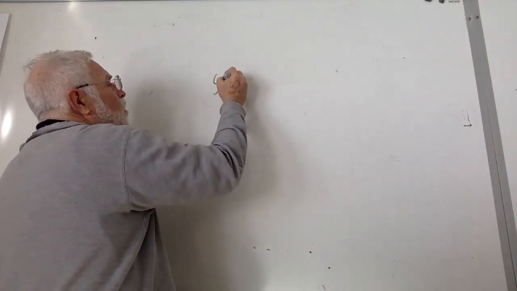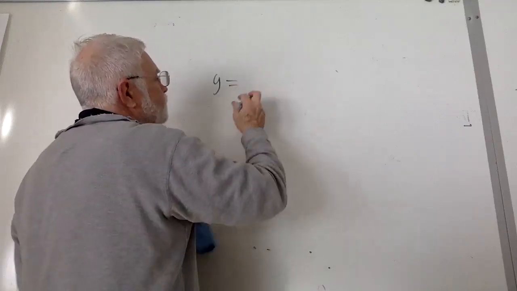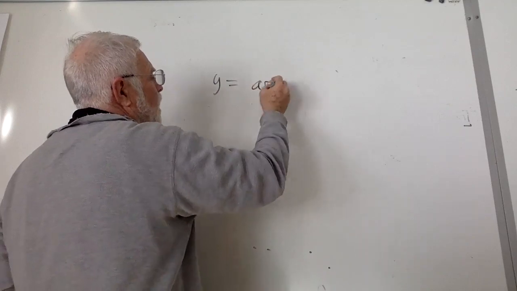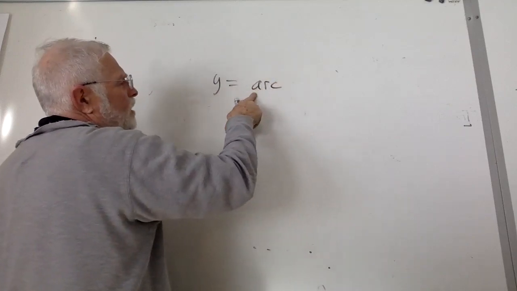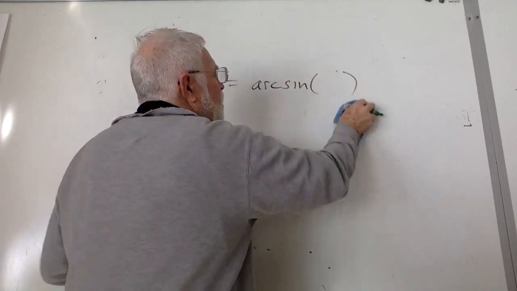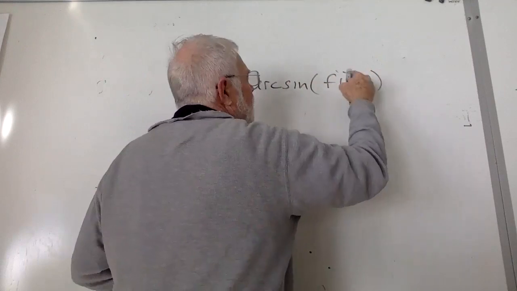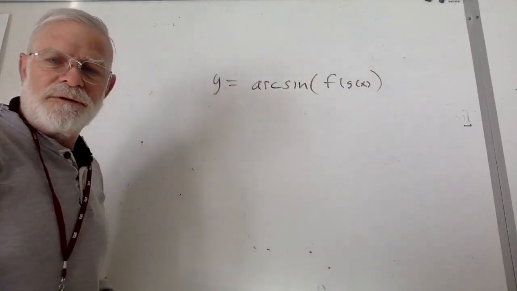All right, so let's look at one last one. y equals the arcsine. There's a difference between capital A and little a, and I don't know what it is. I'll have to look at that. Let's do f of g of x, since that gave us trouble on a previous test.